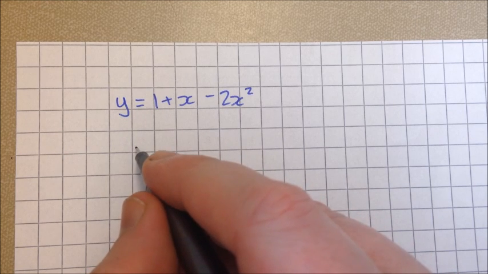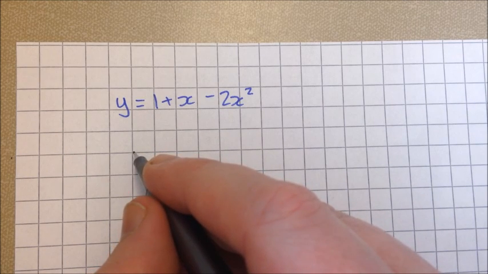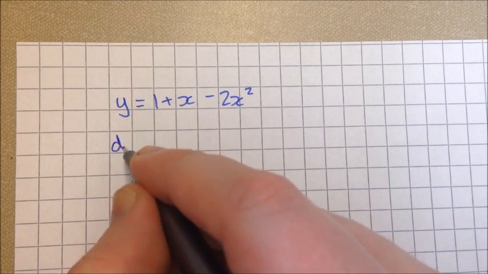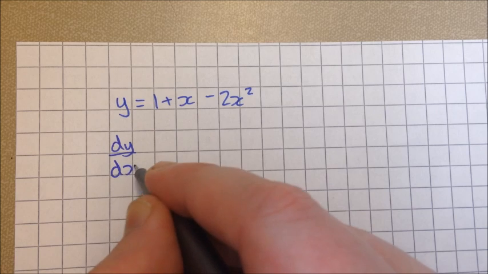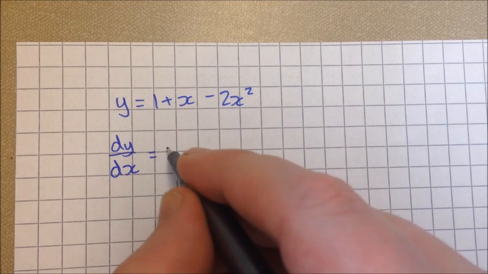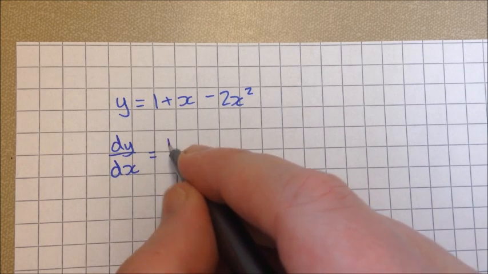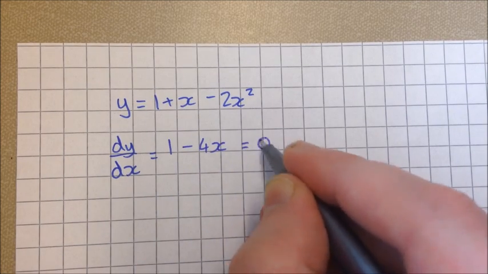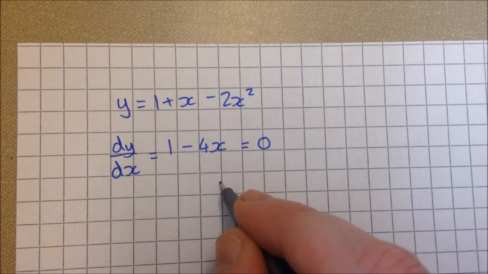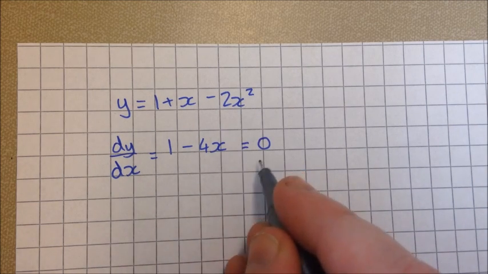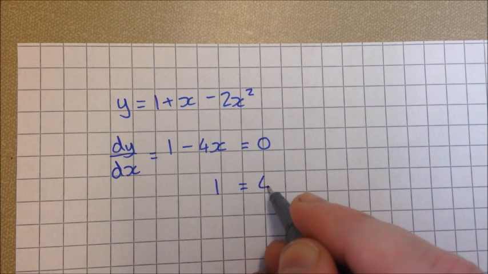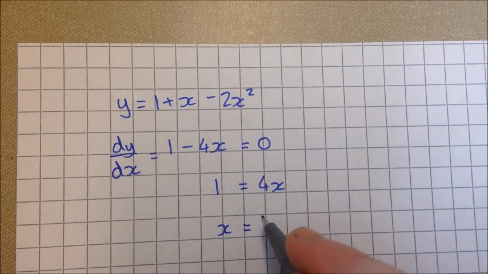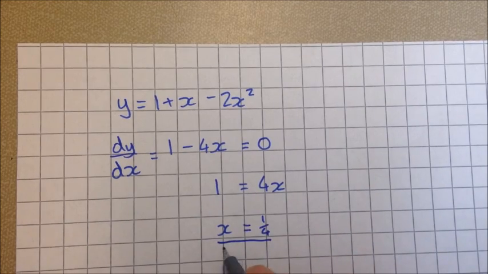Okay, question 1, part A says find dy dx and the values of x for which dy dx equals 0. So first of all, find dy dx. So we do 1 take away 4x, and then we want to find out where that equals 0. Rearrange that equation, so it's this side equals this side. So add 4x to both sides, divide by 4, that gives us x is a quarter.